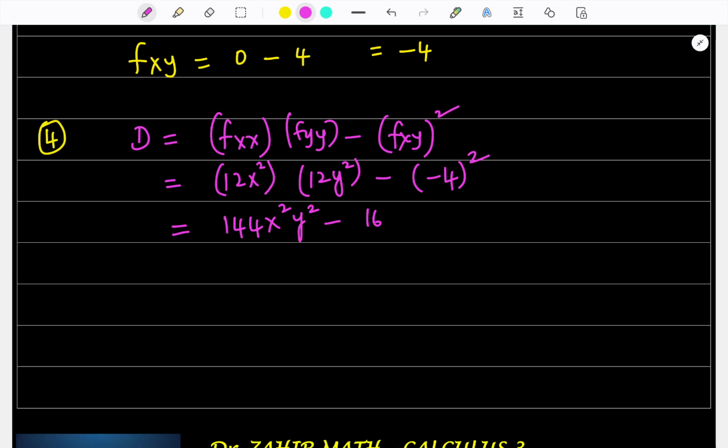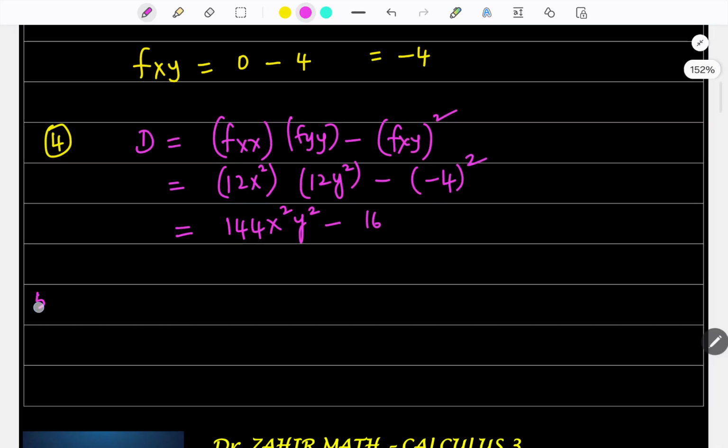Teacher, will D always be in expressions with equations or variables? Not necessary. Sometimes D will come as numbers also.